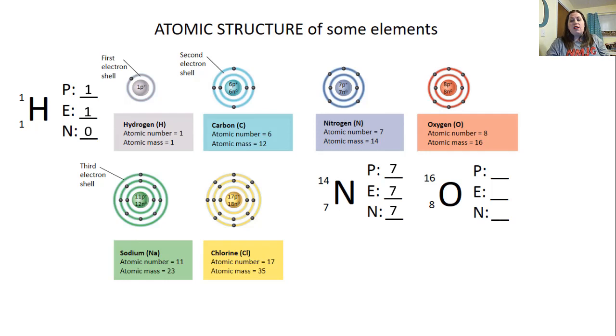For oxygen, oxygen has 8 protons. Since it has 8 positives, it needs to have 8 electrons for negative. And 16 minus 8 is going to tell us there are 8 neutrons.